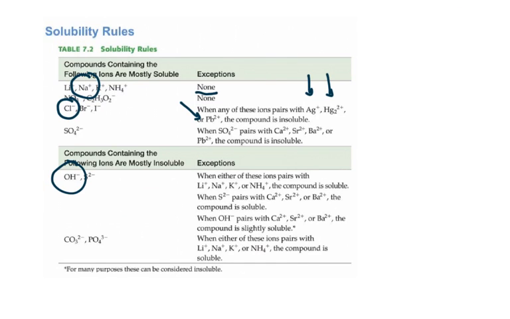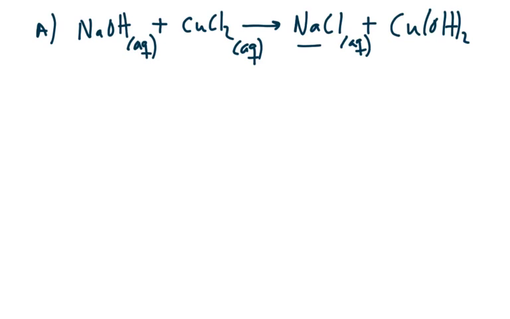According to the rule, usually these are insoluble, unless the hydroxide is with an alkali metal. Well, copper is not from group 1. Copper is not ammonium, and copper is not one of these elements here, calcium, strontium, or barium. According to the rule, since hydroxide is with copper, it will be insoluble, which means it's going to be a solid, and that will be our precipitate.